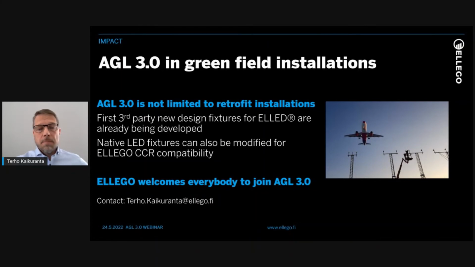Sustainability is waiting for us. In case you want to discuss more or ask something, there is my email address. You can always ask.